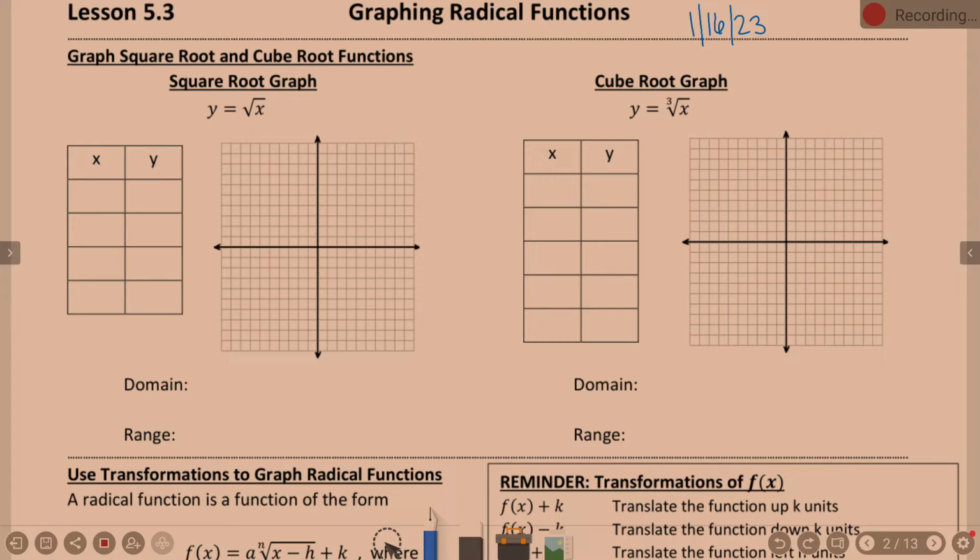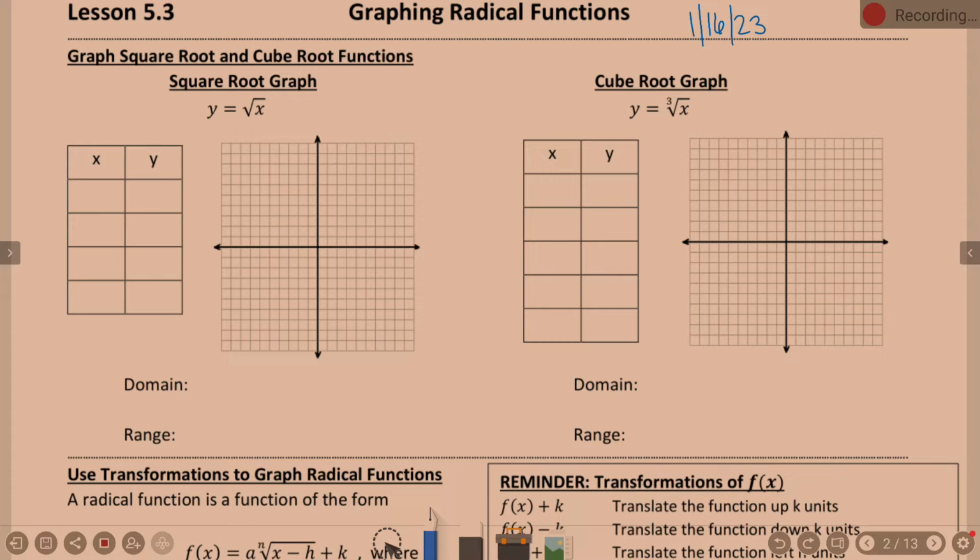Okay, so I'm going to start by looking at what a square root graph looks like. How can we graph a square root graph? We're going to talk about a cube root graph. And then we're going to review our translations and all the different ways we can work with them to graph them. So, y equals square root of x.